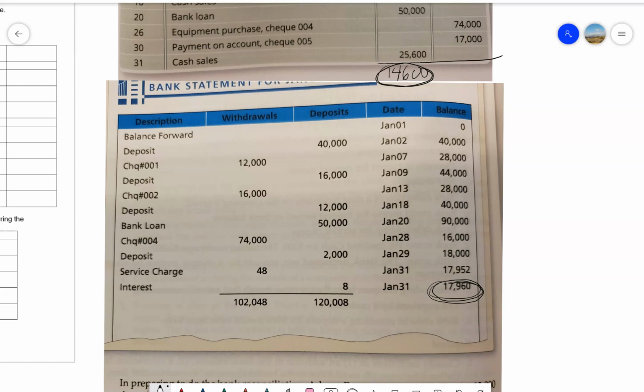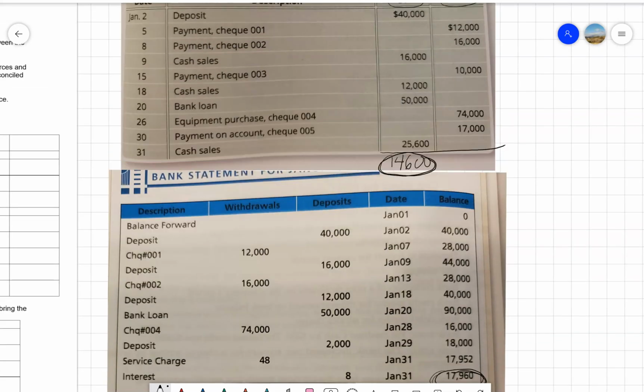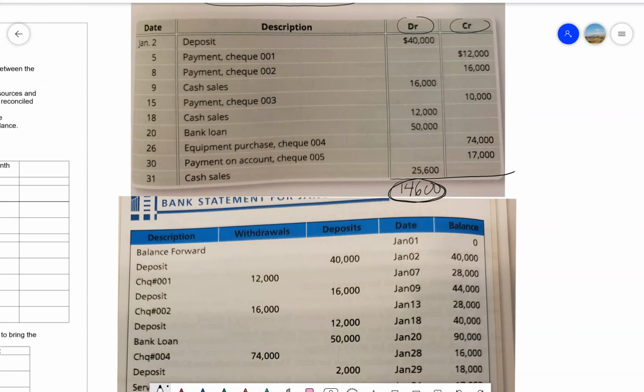Now what we're going to do is identify the items that are different, that are on one but not the other. If they're on both, we don't care about them. If they're being recorded on both, that's good, we can ignore them. We only care about the items that are on one but not the other. So all we have to do is identify what those items are. Let's start with the cash general ledger.